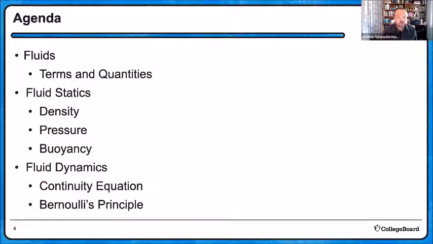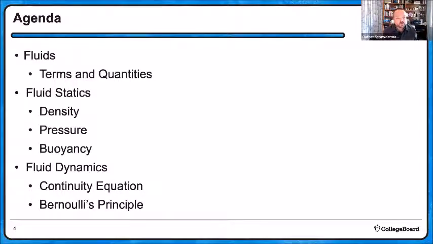We're going to start off with just a little bit of a general review about some fluid terms and some fluid quantities. Just some things that kids probably know about already just from middle school science, but ones that we may not use, some that we may not use in AP Physics 1 currently, some that we do use in AP Physics 1 currently that we're going to have to really pay attention to when we get to teaching fluids in a couple of years.